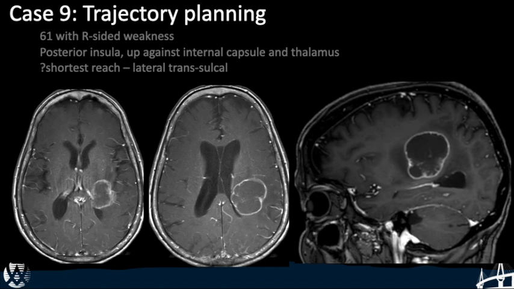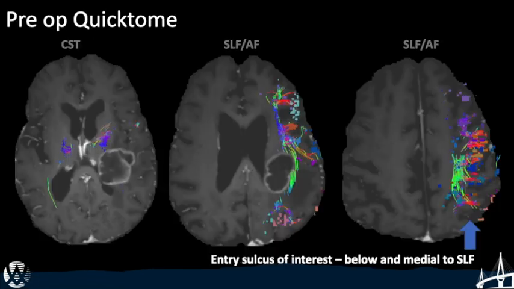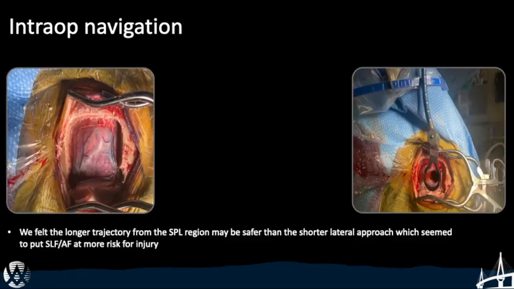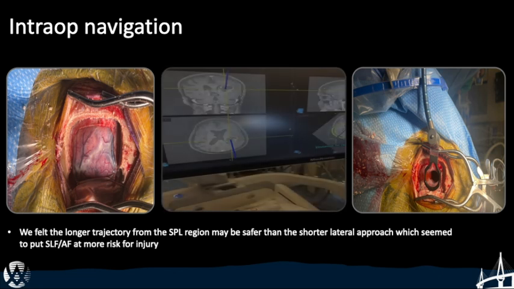This is a deep-seated location of a metastasis, and some consideration was obviously paid towards the more traditional sense of doing this through a short trajectory, just a transsulcal approach using a tubular retractor system. But as you can see here on the Quicktome, there are quite a few fibers of the superior longitudinal fasciculus running right along the lateral edge of that tumor, which would make accessing it through that short reach potentially injurious to those fibers. So ultimately, we chose a sulcus of interest below and medial to the superior longitudinal fasciculus here. And you could see that this was the intraoperative setup, and this is how we aligned our navigation.